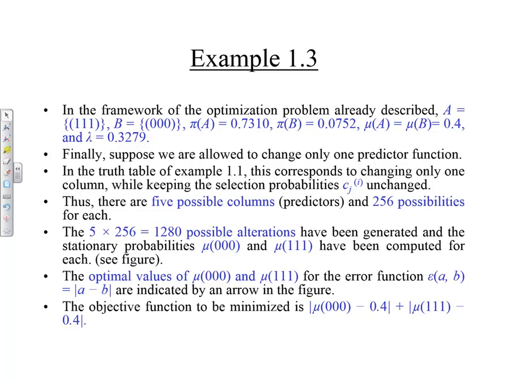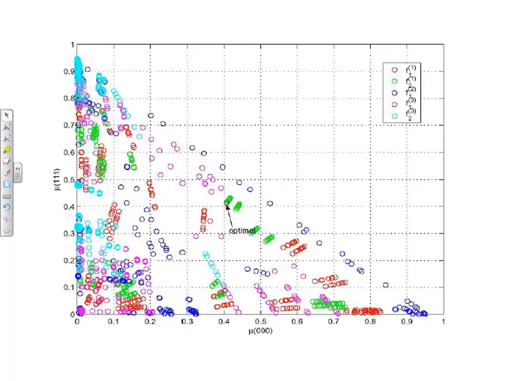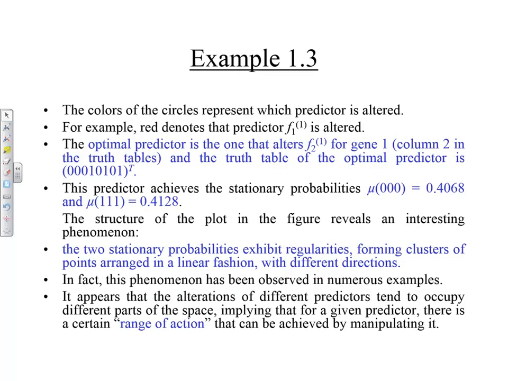So the optimal values for the error function are indicated by an arrow in the figure. That's the 0.4, 0.4. The objective function to be minimized is mu 0,0,0 minus 0.4 plus mu 1,1,1 minus 0.4. And this is the figure that you get. The colors of the circles represent which predictor is altered. I already mentioned that. For example, red denotes that the first predictor for gene number 1 is altered. The optimal predictor is the one that alters the second predictor for gene number 1.